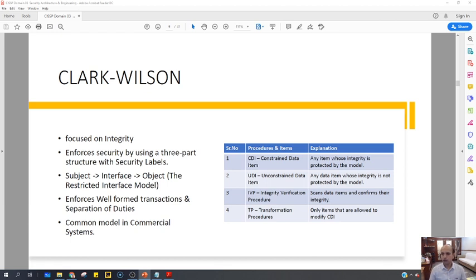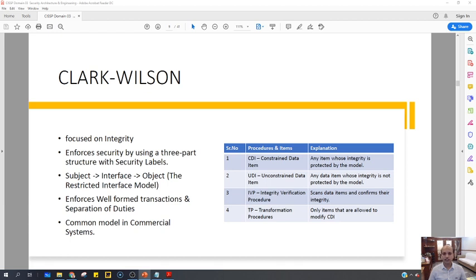Then there are some common models in commercial systems. The Clark-Wilson model is the most common model which we use in commercial systems, like SAP, like the firewall management console we discussed, and even other consoles also. So everywhere this is the most common model we use. And in this model, there are some procedures and some items. The procedures and items are CDI, UDI, IVP, and TP.